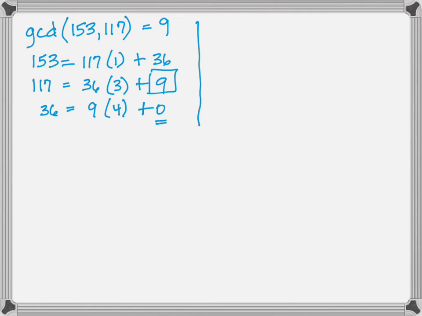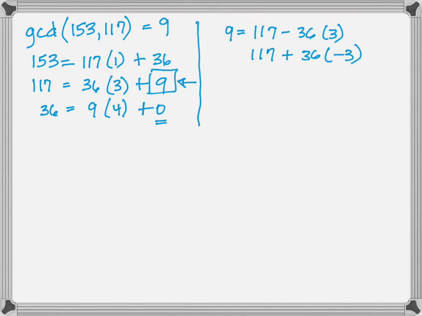All right, so the way it works is it says, start with the last line before you get to 0, and you're going to solve for the value 9, which is our GCD. So we start by saying that 9 is equal to 117 minus 36 times 3. Because I want my linear combination to be something times 153 plus something times 117, I'm going to simplify this equation to say 117 plus 36 times minus 3. Same thing as the line above it. It's just some algebra.